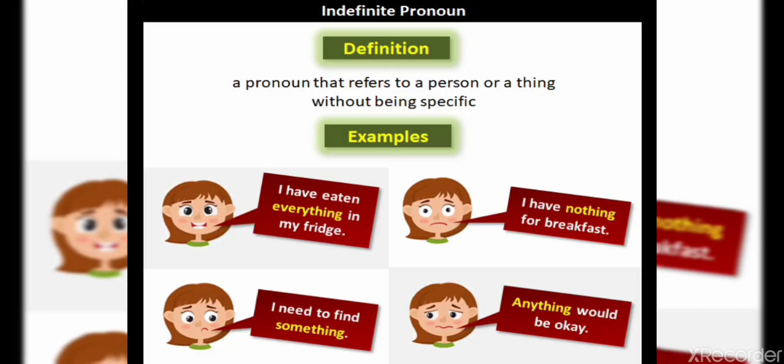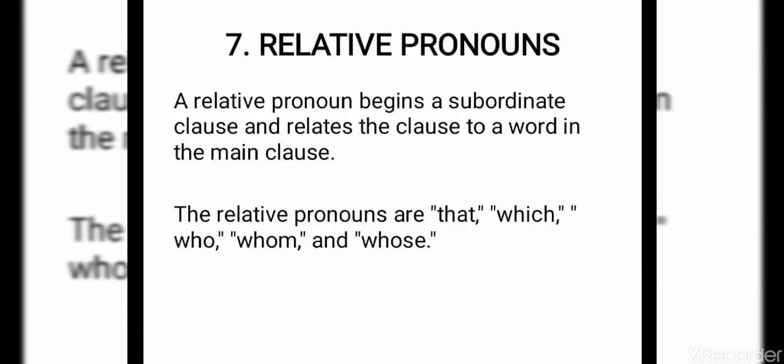The seventh type of pronoun is relative pronouns. Relative pronouns come after a noun to point out to them or to give more information about them. Relative pronouns often introduce a relative clause in a sentence. The relative pronouns are that, which, who, whom, and whose.